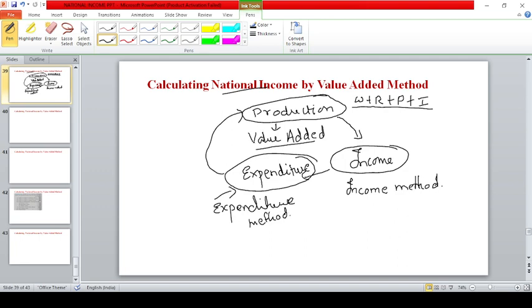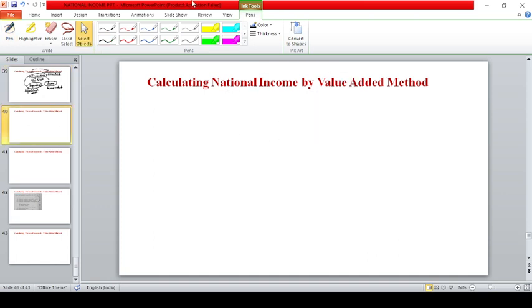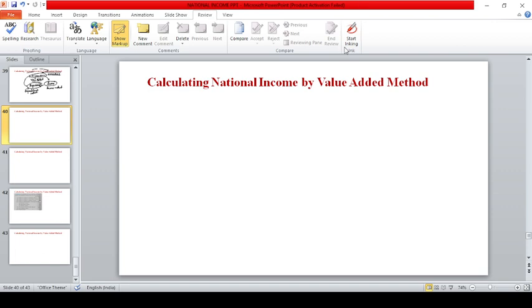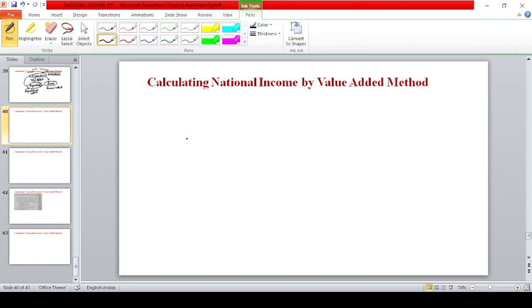Okay students, so these are mainly the three methods that we are going to study. Okay, so in this class we will be focusing only on the value added method and how to calculate national income by this method. So let us quickly understand with the help of an example over here.